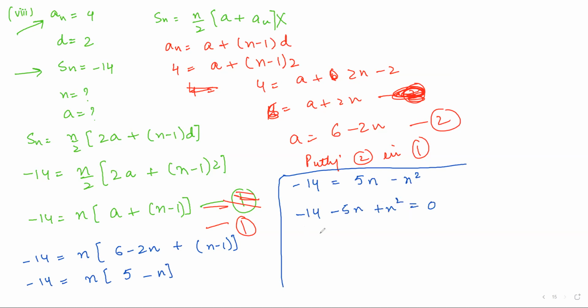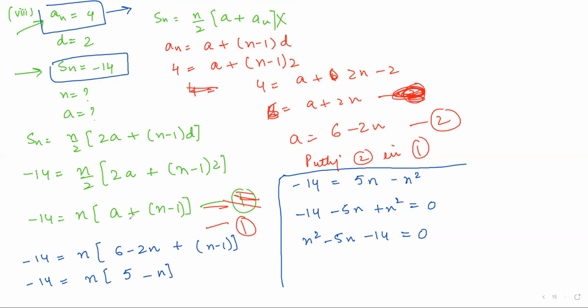And just write it in the standard form. So n square minus 5n minus 14 is equal to 0. So this time this is a quadratic equation of the form ax square plus bx plus c, right? You can solve it for n. So ultimately what I have done is I was given two pieces of information. I have obtained one value from this information, put it here, and solved it for something. Is that okay? So this is how you have to approach the problem.